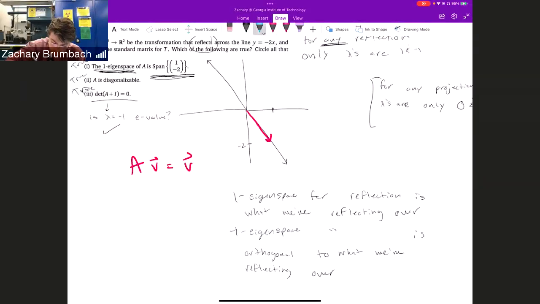Yeah. So in this case, the span of this line is our lambda equals -1 eigenspace. Okay. Because every time we reflect, it gets multiplied by -1. And talking about the one eigenspace, this whole thing boils down to just, hey, is the span of this vector the same thing as the line we're reflecting over? And yes, it is.